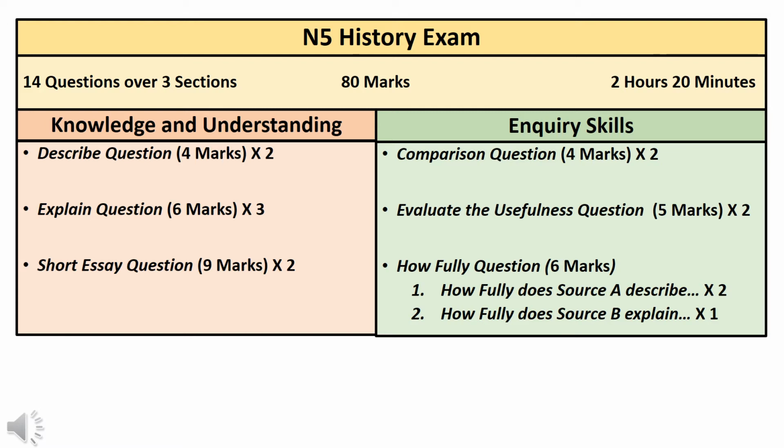The inquiry skills questions test a student's ability to analyse and to utilise historical sources to answer questions. First of all, there is a straightforward comparison question worth 4 marks, and there's 2 of these in the exam. Then there is the more difficult evaluate the usefulness question, where students have to evaluate the usefulness of a historical source to us as historians. This is worth 5 marks, and there are 2 of these in the exam.